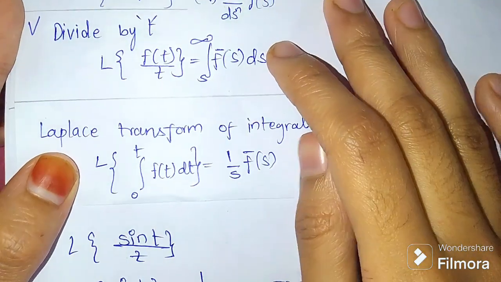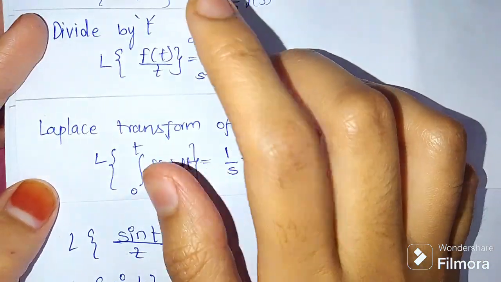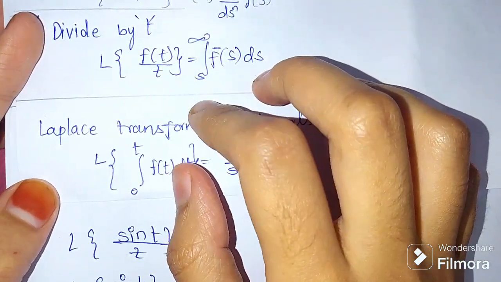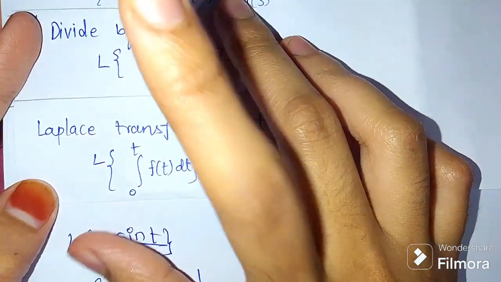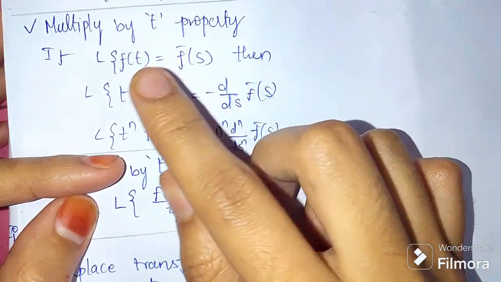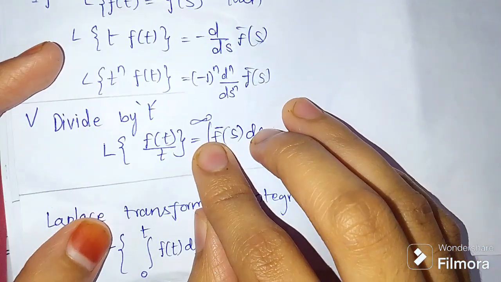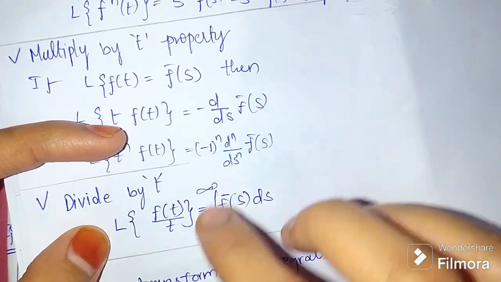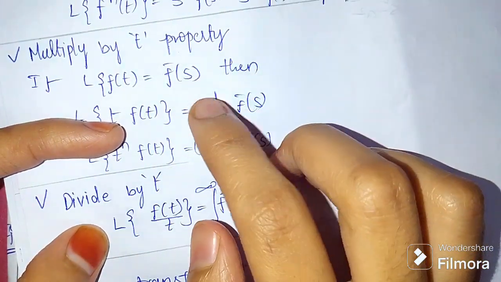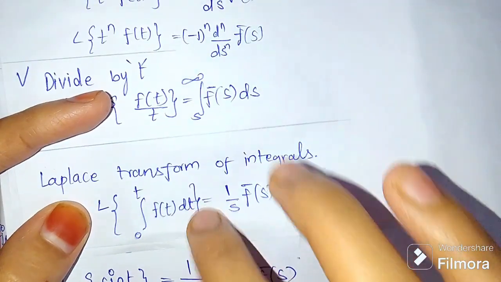The last two properties. The first one is divide by t. I'm showing you these two at a time because most people get confused between these two in exams. So divide by t property means, like in multiply by t, t is multiplied with f of t, here t is divided with f of t. Okay, be clear. Here we did derivative, here we are doing integration. That's it. Here we kept minus. Here the limits are s to infinity, remember.